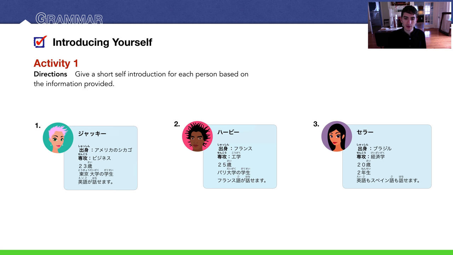Okay. パリ, by the way, if you didn't know, is Paris. パリ大学, University of Paris. I assume there's one, I don't know. I just made it up.